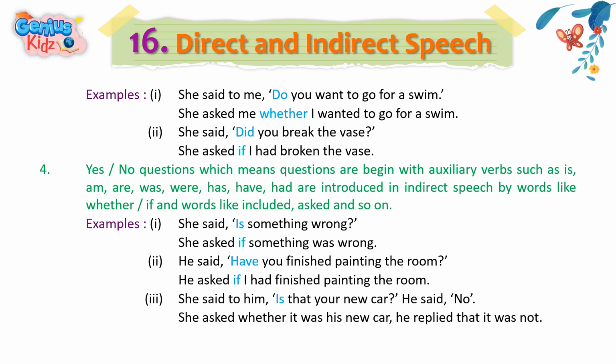4. Yes/no questions, which begin with auxiliary verbs such as is, am, are, was, were, has, have, had, are introduced in indirect speech by words like whether, if and reporting verbs like inquired, asked and so on. Examples: 1. She said, "Is something wrong?" She asked if something was wrong. 2. He said, "Have you finished painting the room?" He asked if I had finished painting the room. 3. She said to him, "Is that your new car?" He said, "No." She asked whether it was his new car. He replied that it was not.